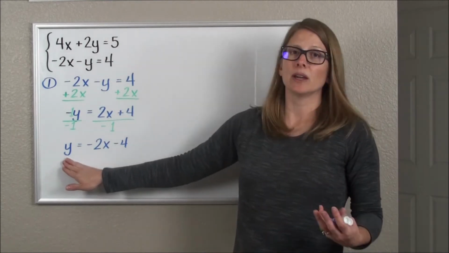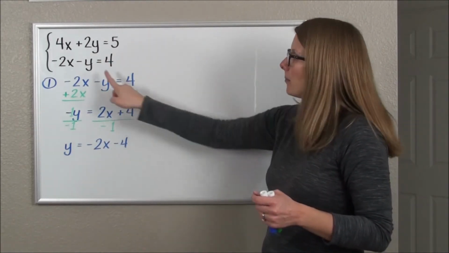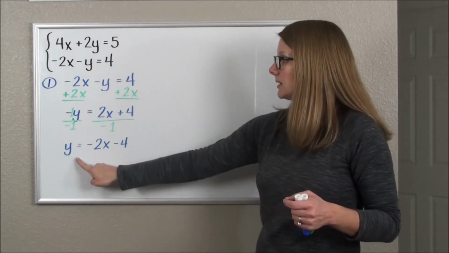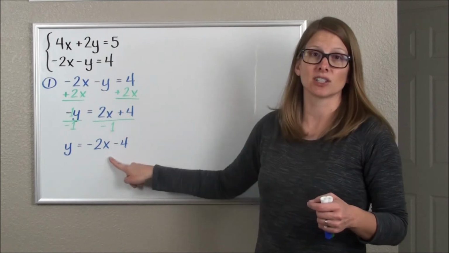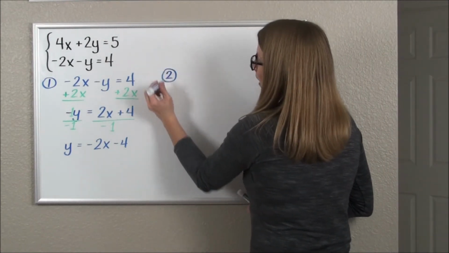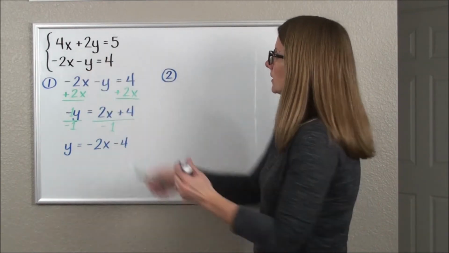It doesn't have to be a y, it doesn't always have to be one equation or the other. I would just recommend trying to find one that has no visible coefficient, because it means that when it's isolated, there are no fractions that you're going to have to deal with. So now step 2, we have to use the other equation. Since I already used the bottom equation, now I'm going to use the top equation.